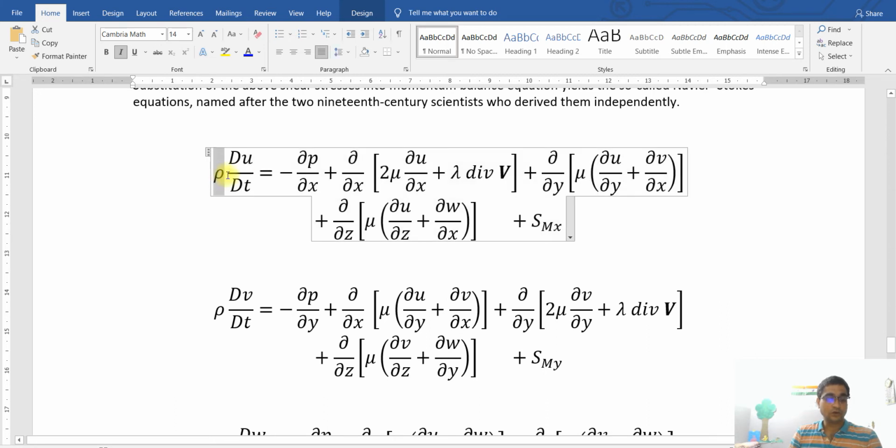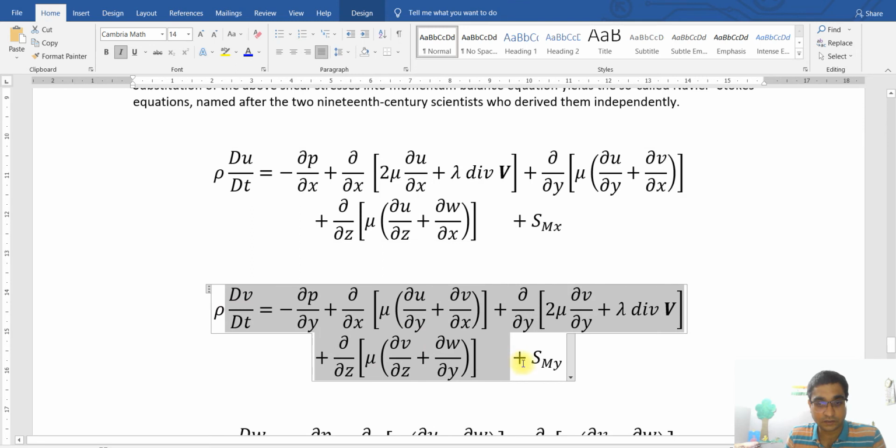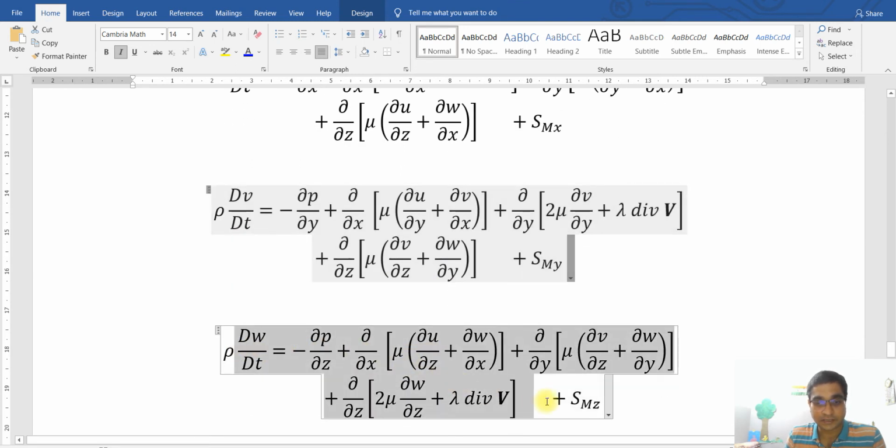So rho times the substantial derivative of u with respect to t is equal to minus del p over del x plus del x of 2 times mu del u over del x plus lambda divergence of v, plus del y of mu times del u over del y plus del v over del x, plus del z of mu times del u over del z plus del w over del x, plus some body forces. Similarly, I have also written it for the y direction and z direction.